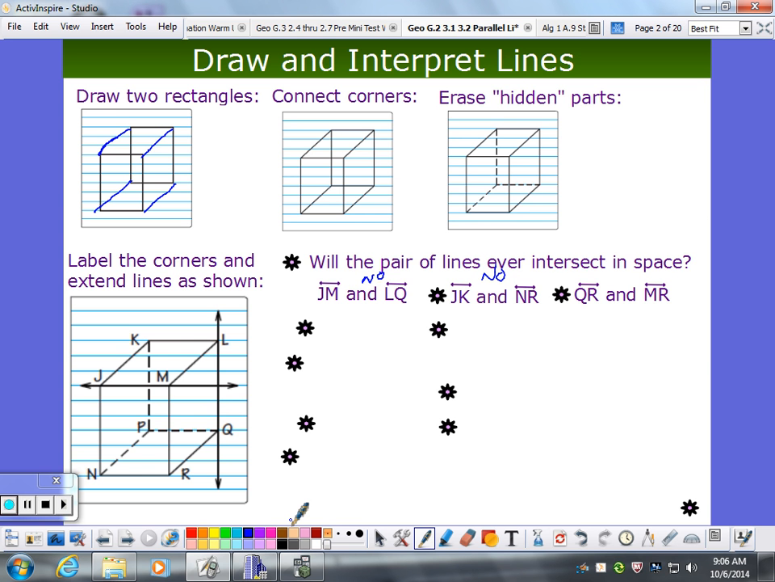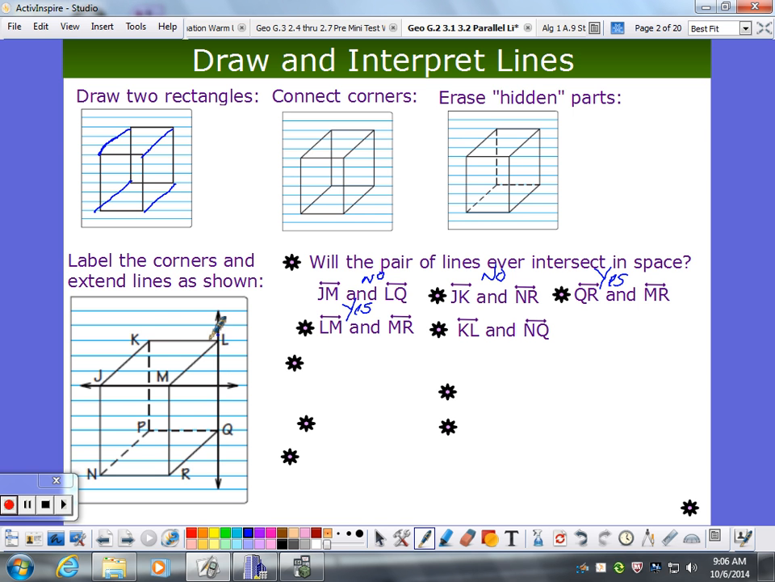How about QR and MR? Are they ever going to intersect? Amanda, what do you think? They intersect in the picture. Yeah, so that's a yes. All right, it looks like they hit right over there. How about LM and MR? Yes. Okay, let's see what else we got here.